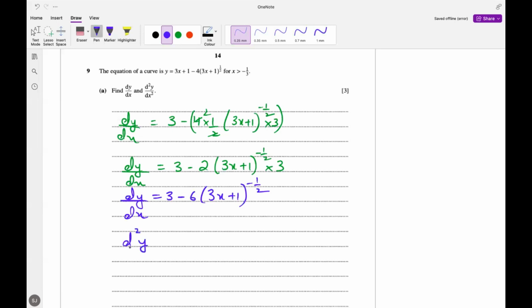So d squared y upon dx squared: the derivative of 3 will be 0. Minus half times minus 6 will become a plus 3. So minus half times minus 6 times (3x plus 1). Minus 1 upon 2 minus 1 will become minus 3 upon 2, multiplied by 3. So this will be 3 times 3. Minus minus will cancel out. So the final answer will be 9 into (3x plus 1) to the power minus 3 upon 2.